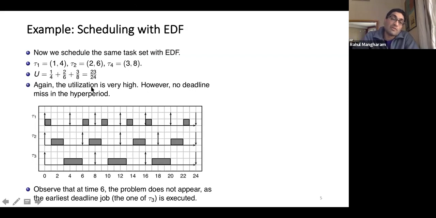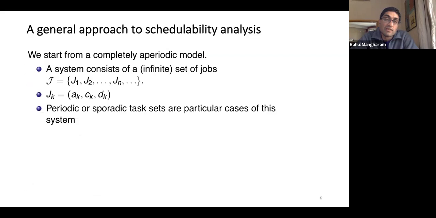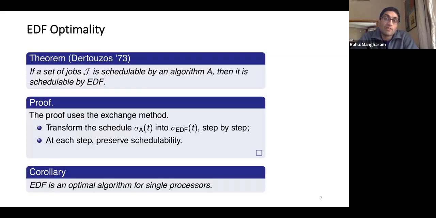Now, there are other authors that went ahead and proved that earliest deadline first is the optimal dynamic priority scheduling algorithm. And by that, what they mean is that if there is a set of jobs or tasks that are schedulable by some algorithm A, that is a dynamic scheduling algorithm, then it is also schedulable by earliest deadline first. Basically, it's saying that if you can schedule a task set, then so can I with EDF.